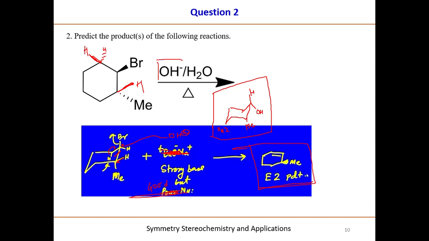Now let's talk about the reaction with a weak nucleophile, that is H2O. So again the carbocation formation will take place with H2O. Here I am writing the reaction with H2O, a weak nucleophile.